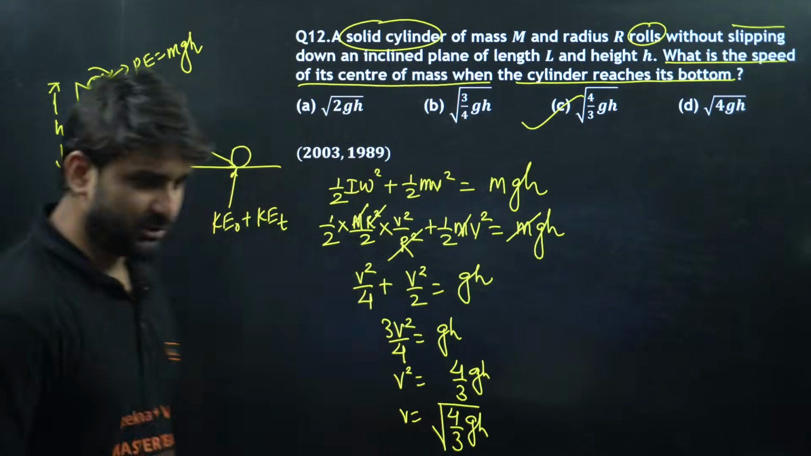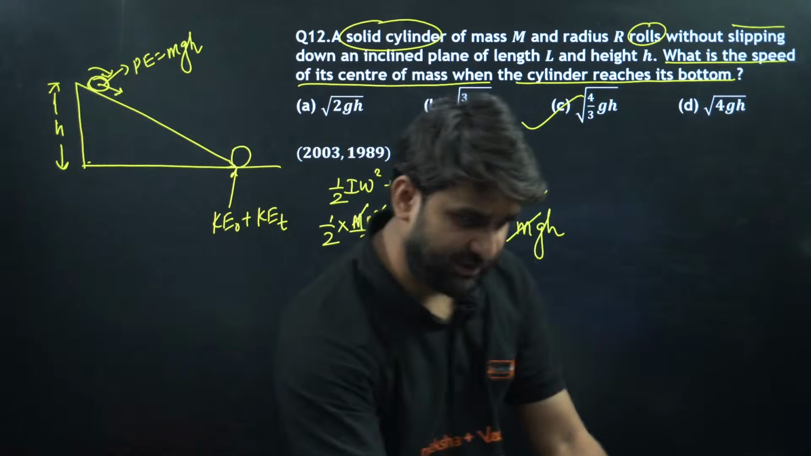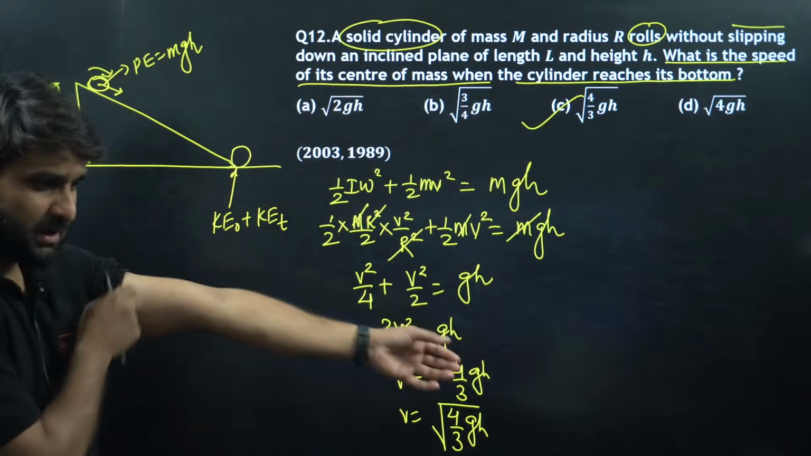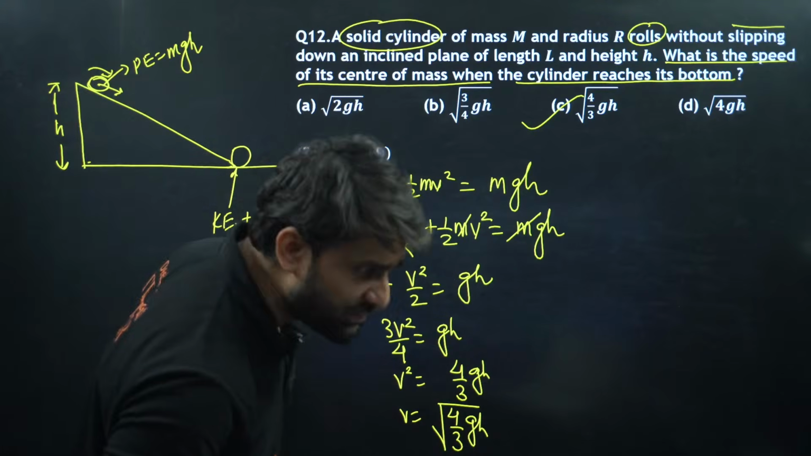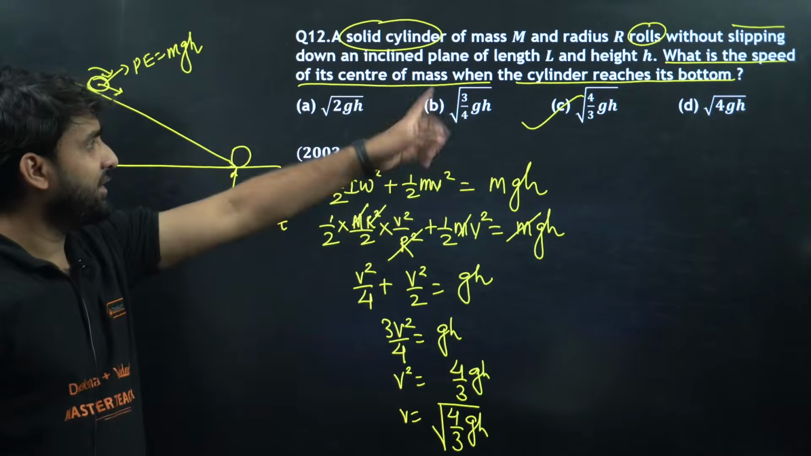Who answered here? Option number C. Sir, option C. Karthik answered option C. Kamlesh answered option C. Nima answered option C. Very good, everyone. Very good, champions. Option number C is correct. Under root 4 by 3.